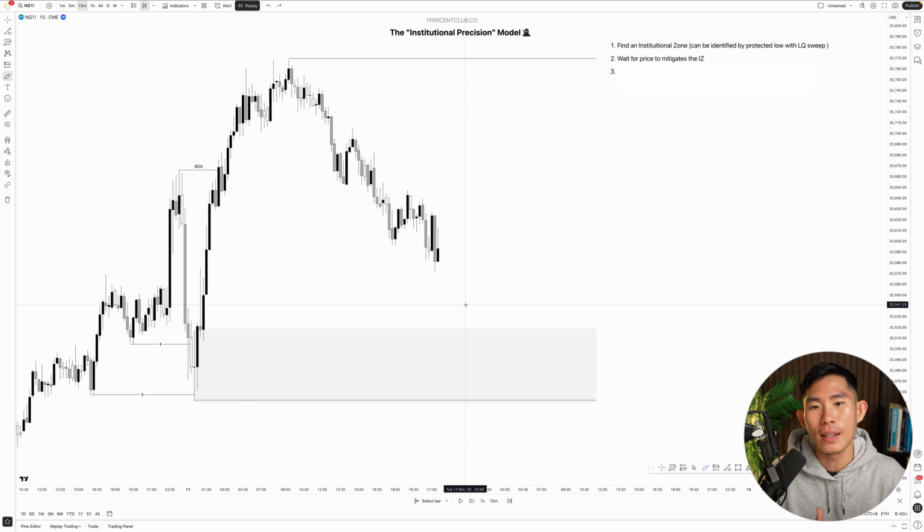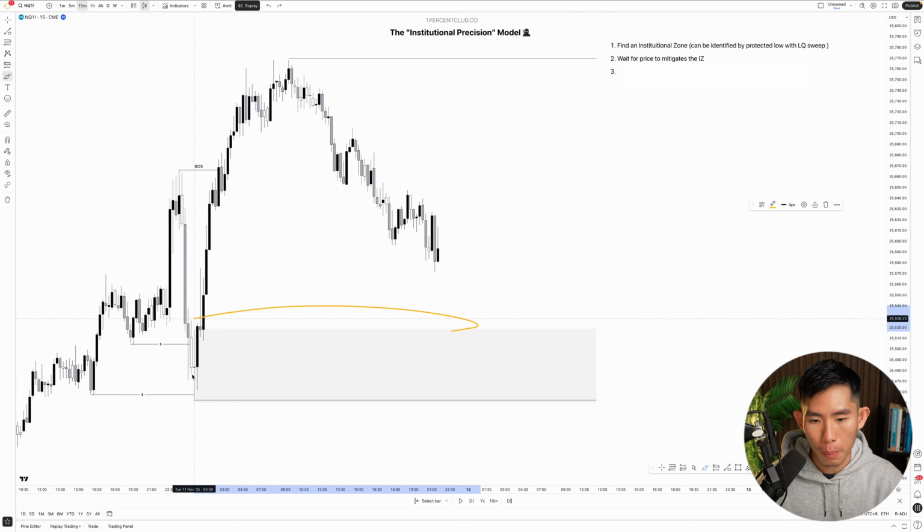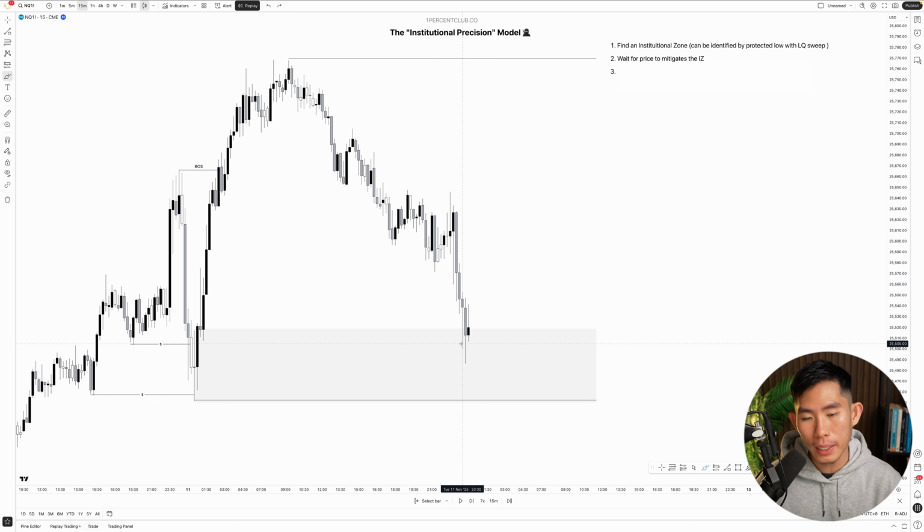This entry model is a high probability model, which is what we call the institutional precision model, which means we want to trade in the direction of the institutional flow of money. And institutions are just going to be patiently waiting for price to come back to that point of interest, right? So at this point of time, we are doing nothing. Price is consolidating around here, cool. And then eventually it comes down and mitigates our institutional demand zone, right? So first criteria, check, right?